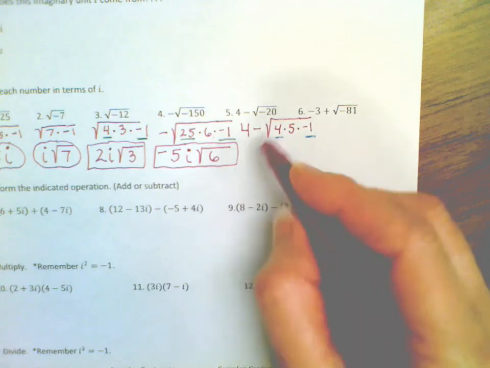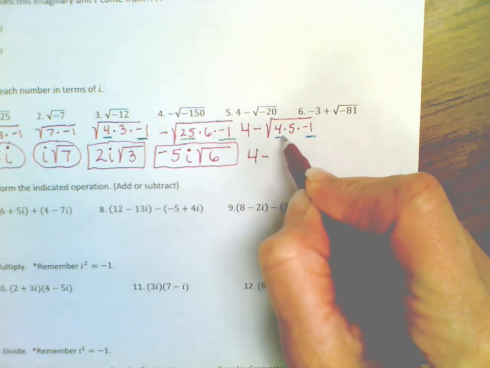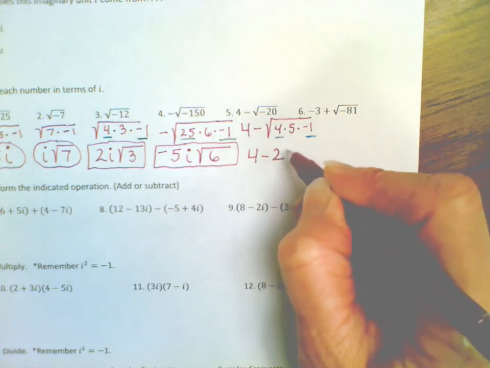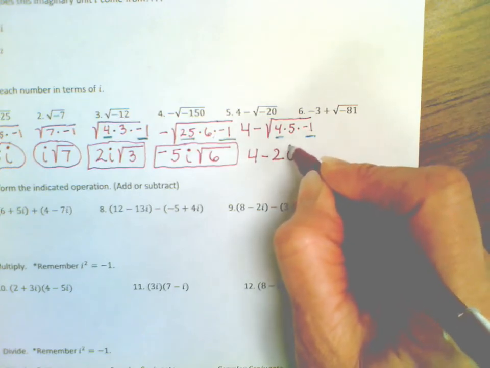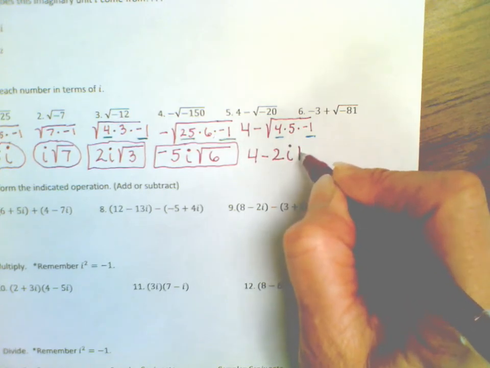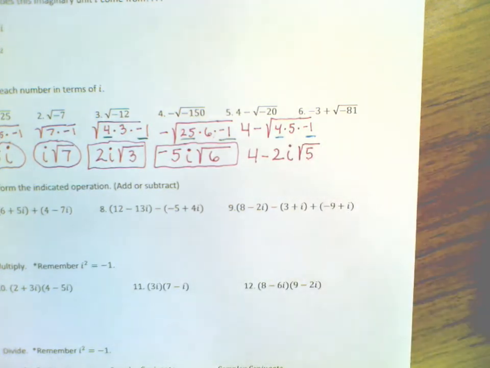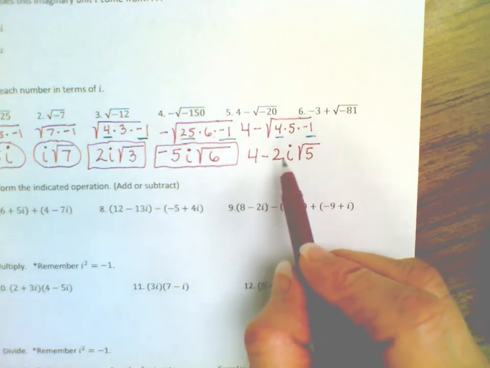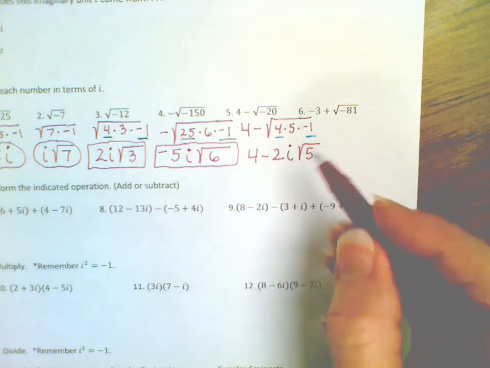And remember, we had that 4 minus. So I'm going to do 4 minus. The square root of 4 is 2. That's going to come out. The square root of negative 1 is i. That's going to come out. And I'm just going to leave that 5 right where it is, under the radical. Now I cannot subtract these two. These are unlike terms. There's nothing more I can do right here.